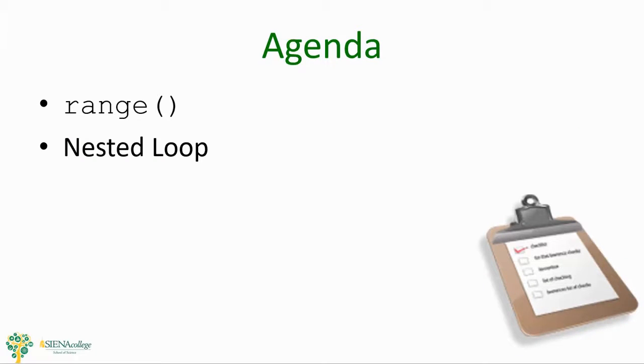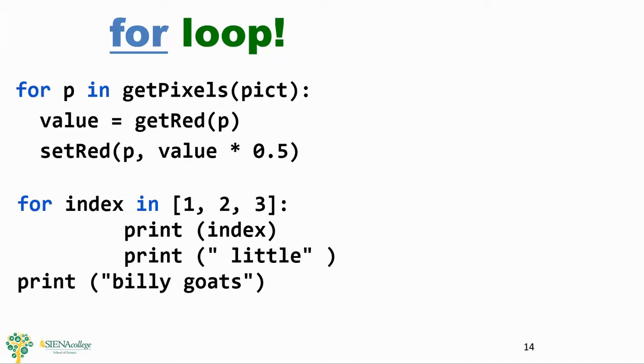In this video, we're going to look at the Python range function and nested loops. We've seen the regular for loop before. In the first instance, we're able to iterate over all of the x and y coordinates in our picture, and in this case, change the value of red for each pixel.